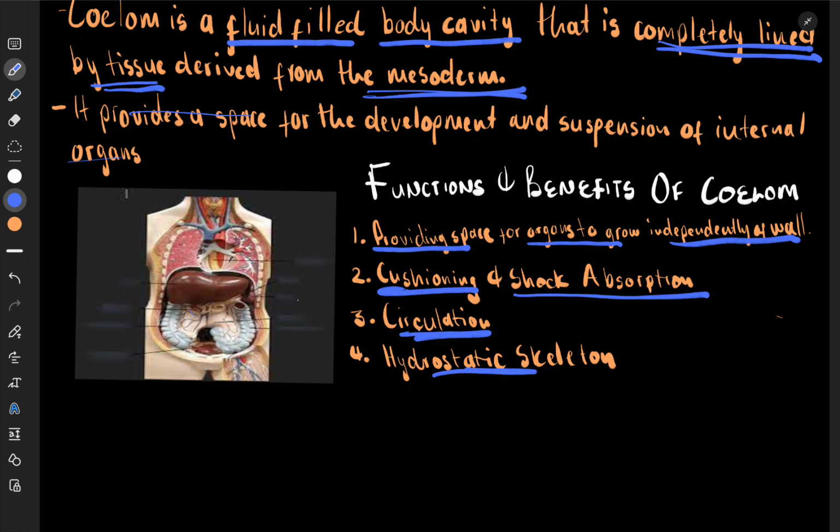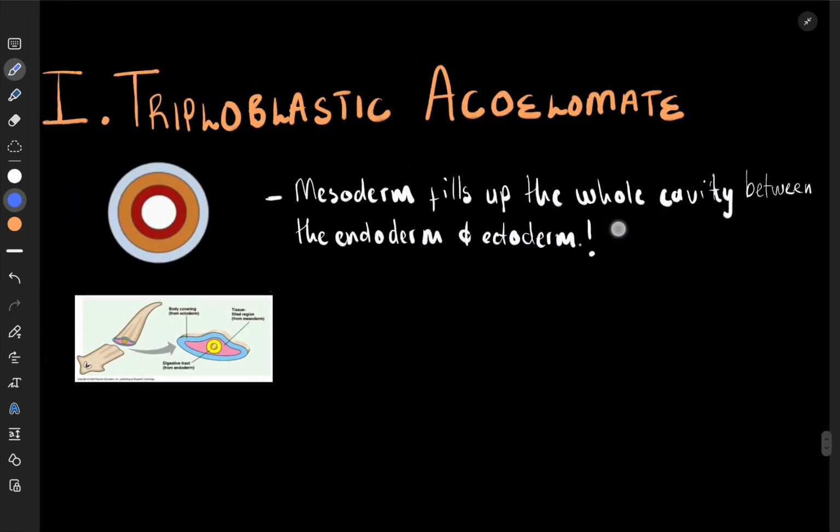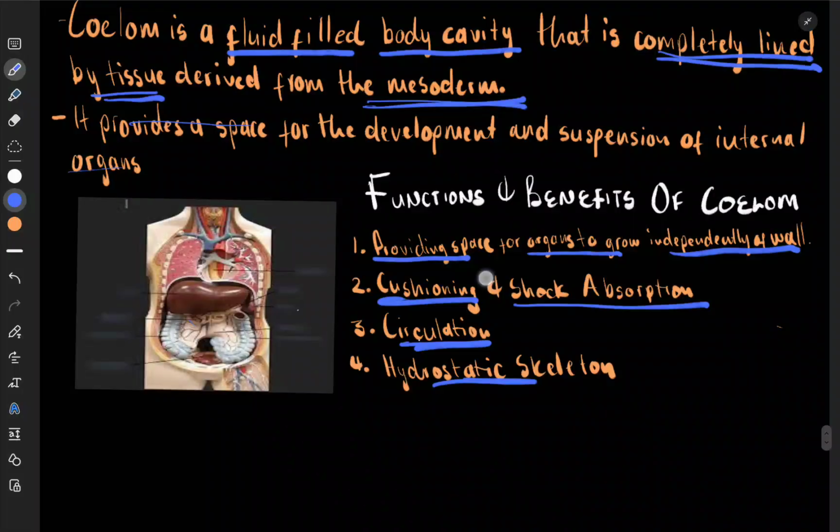Now, we've seen the benefits. We've explained what a coelom is. Let's see how it makes the three different versions of triploblastic animals, right? So we want to see those three different versions. I think I'm going to stop the video here. Then we'll talk about the three different versions in the next video.